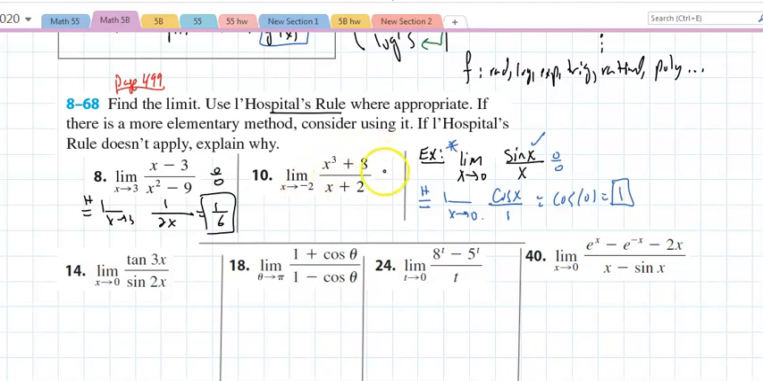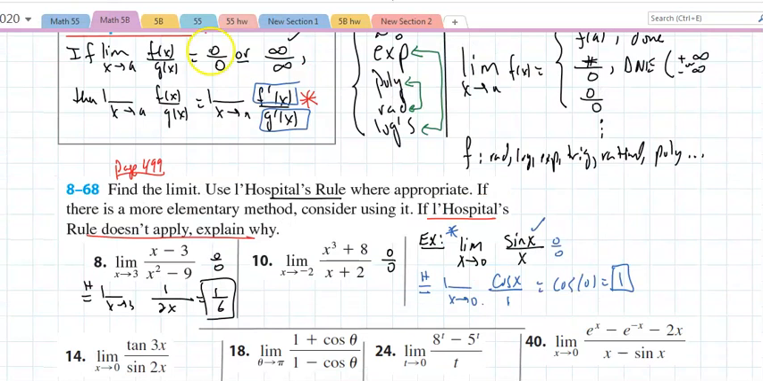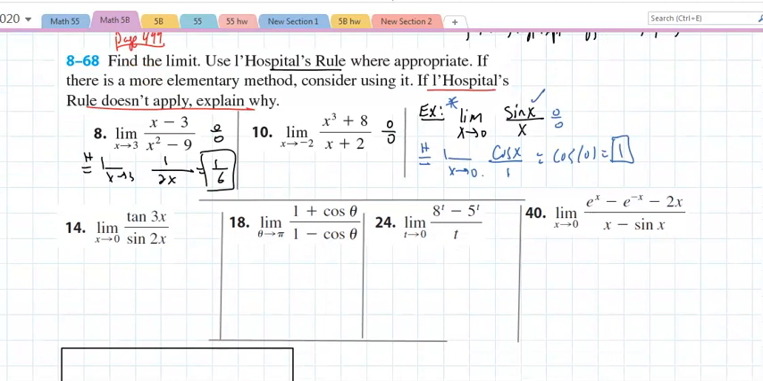Same deal here. If you throw a negative 2 in, you get negative 8 plus 8, which is a 0 over 0. Now, you're doing this to make sure that you're not running into this case. You can only use L'Hopital if you happen to see 0 over 0 or infinity over infinity. If you don't see those two, you can't use L'Hopital. Well, I'm going to use L'Hopital for practice. I know I could factor the top and the bottom. Limit as x approaches negative 2. That's 3x squared over 1. Throw the negative 2 in. Negative 2 squared is 4 times 3. That's a 12.